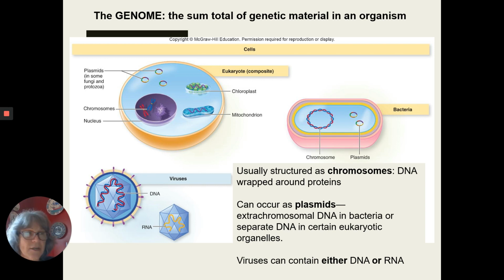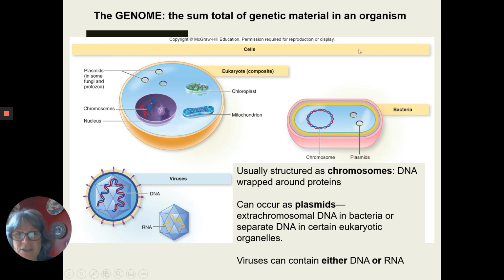So first, our genome. A genome is the sum total of the genetic material in an organism. Most genomes exist in the form of chromosomes, which are chromatin, or DNA that's wrapped around proteins to organize it. We can also have plasmids. So as you see here in our bacterial cell, we have plasmids. In some fungus and protozoans, we can also get plasmids. What these are, extra chromosomal pieces of DNA.